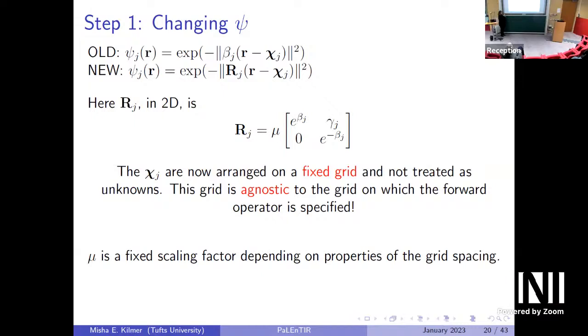The chi j's, again, are arranged on a fixed grid, so they're not treated as unknowns. This grid, where these basis vectors live, is in the domain of interest, of course, but it doesn't need to know where you have discretized your forward problem, which is kind of neat. It keeps these things decoupled. Mu is a fixed scaling parameter that depends on properties of the grid spacing. We know some ways to choose it, but for purposes of this talk, I'm not going into that.